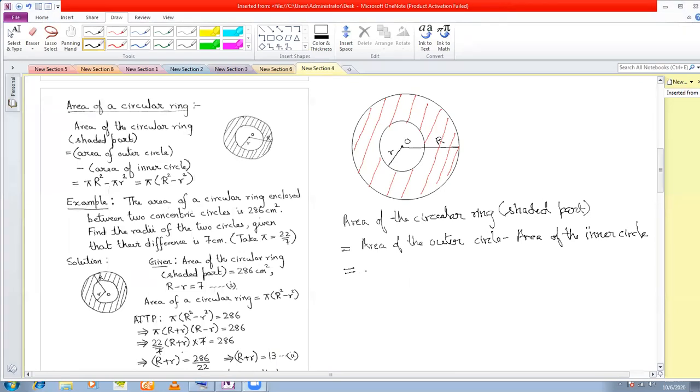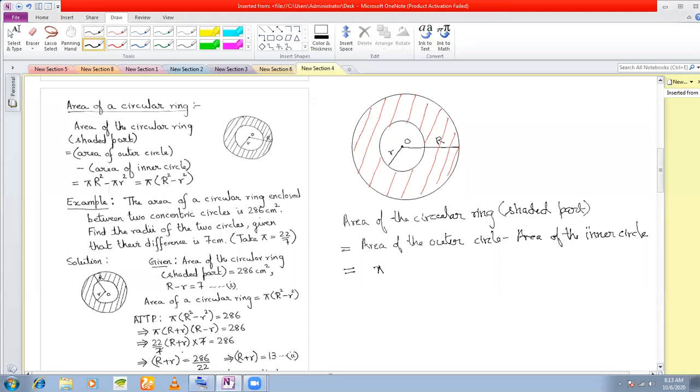So area of the outer circle minus area of the inner circle. What is the area of the outer circle? It is pi capital R square. And area of the inner circle is pi small r square. So if you take pi common, you get pi times capital R square minus small r square. That is what the area of the shaded part is.